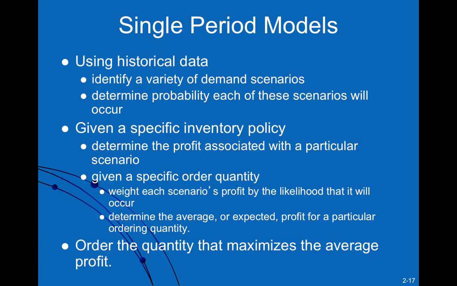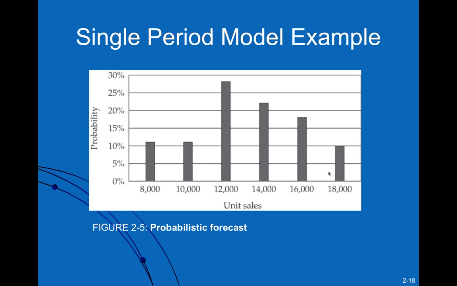And of course, if you ordered 18,000 and the demand happens to be less than that, then you essentially have excess stock. But what if the demand turned out to be 19,000 or 20,000? Then you missed out on an opportunity. So we need to do some computation to balance that and determine the optimum order quantity that will maximize the expected profit. And here's what this looks like.